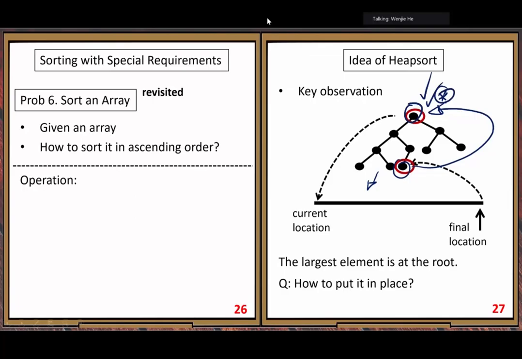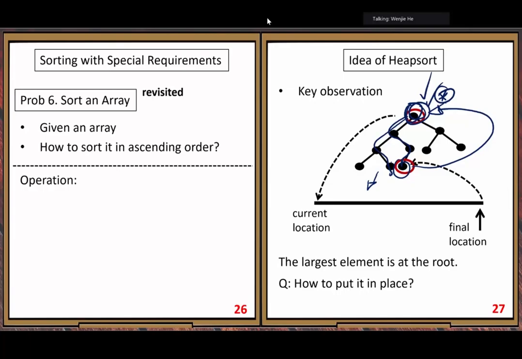There is a violation at the root. It's definitely a violation, but other places, no violation. Other places, it's fine. The only violation occurs at the root. But we can run the max heapify operation. We can fix the violation. After we run that max heapify operation to fix it, it becomes a max heap again.